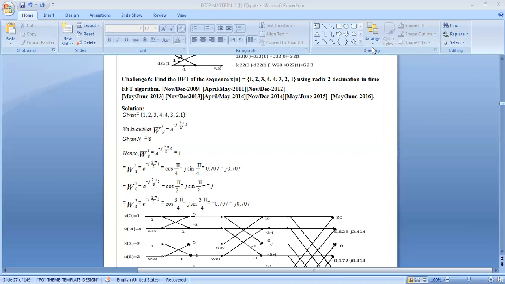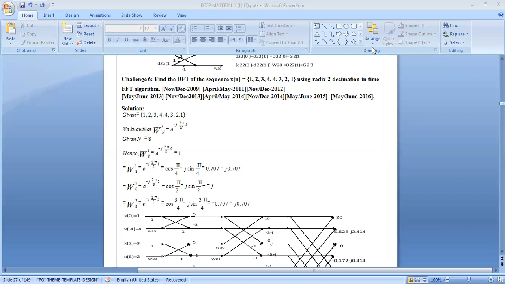The next case, W8 power 2, we get e power minus j pi by 2, cos pi by 2 minus j sin pi by 2. Cos 90 is 0, sin 90 is 1. Since we have the j factor, minus j will be the value. Okay. So W8 power 3, e power minus j 2 pi 3 by 8. So we get 3 pi by 4, cos 3 pi by 4 minus j sin 3 pi by 4, which is nothing but minus 0.707 minus j 0.707.